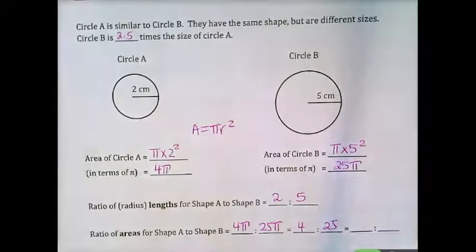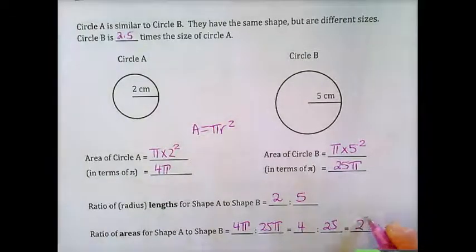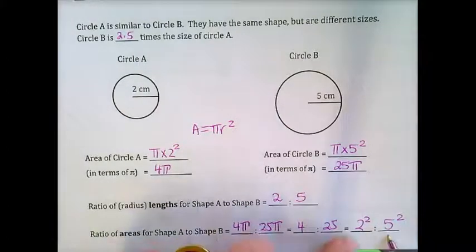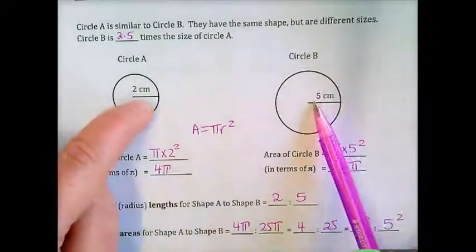Now, ladies, this one's slightly different. 4 is what squared? 2. And 25 is? 5 squared. So notice that the 2 and the 5 just got squared. So the ratio of the lengths is 2 to 5.